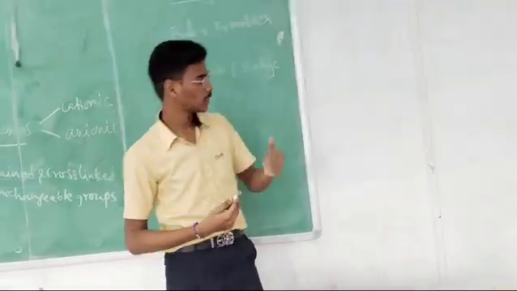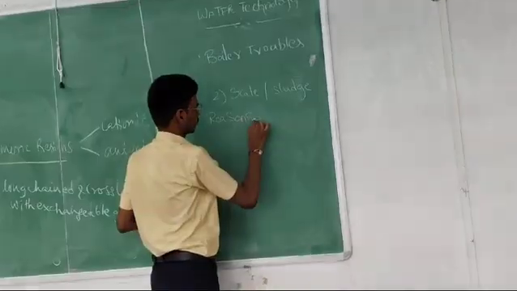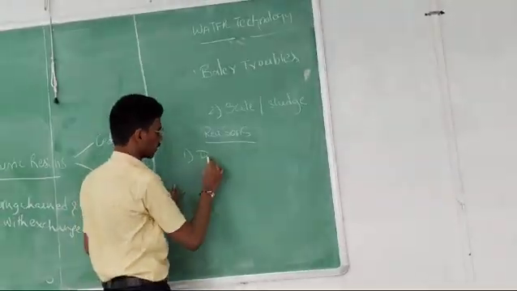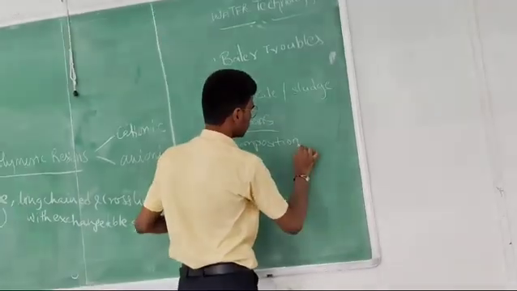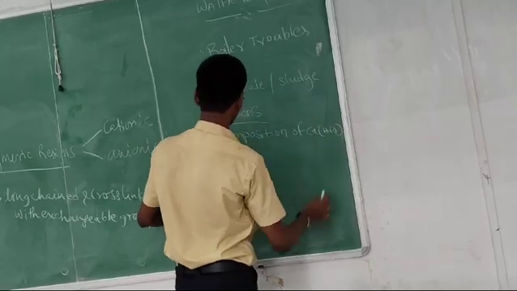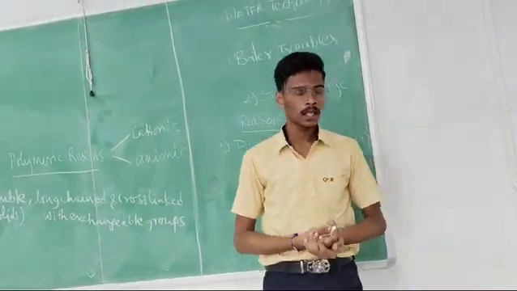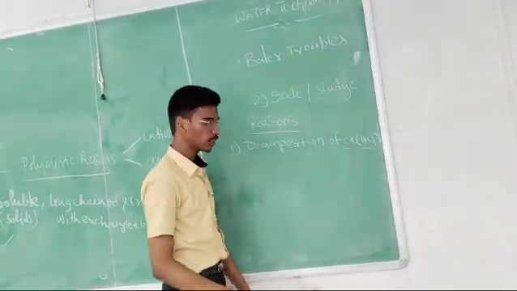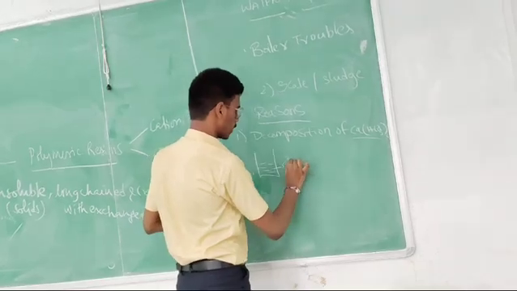So what are the reasons for this scale formation? The first one is decomposition of calcium bicarbonate. Why is calcium bicarbonate a reason for scale formation? Whenever we have calcium bicarbonate in the water, this is calcium bicarbonate.